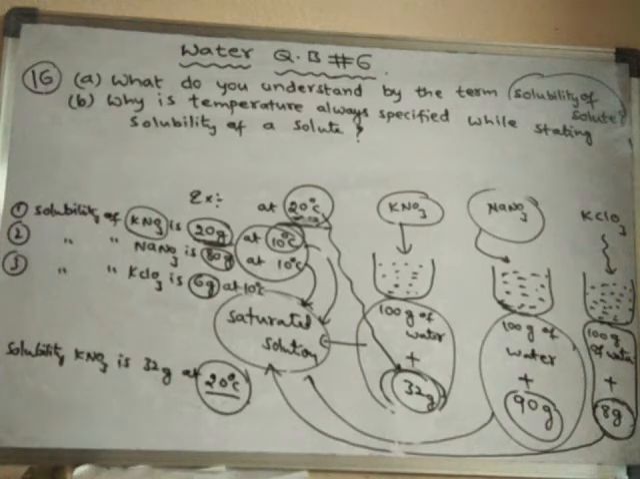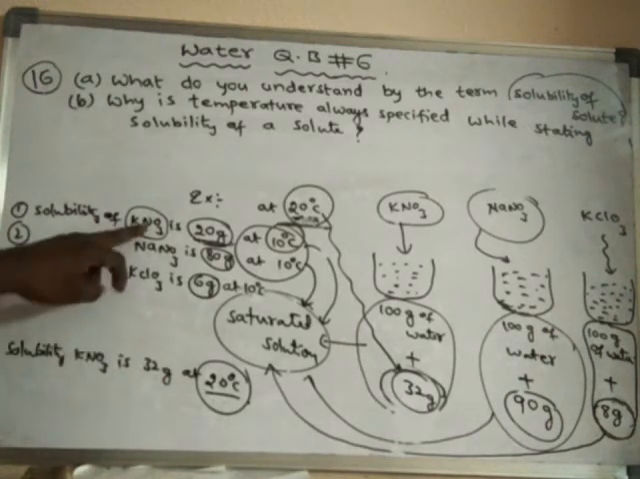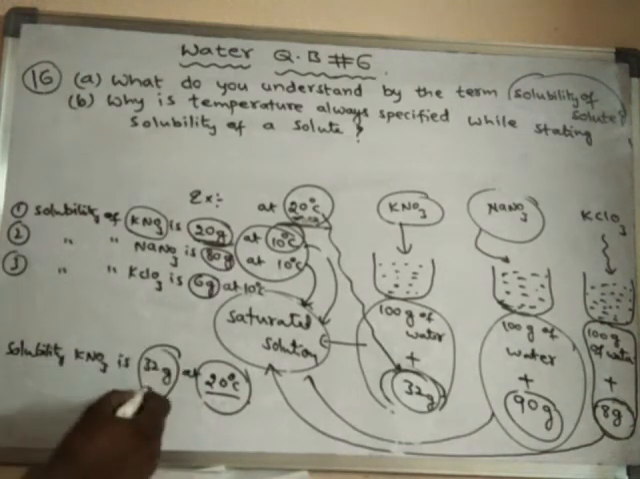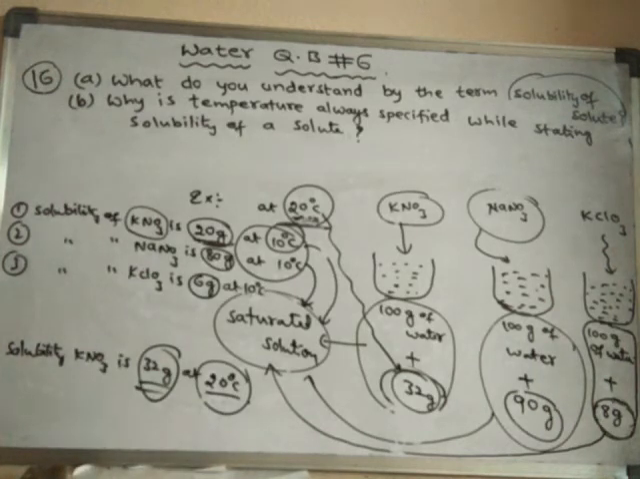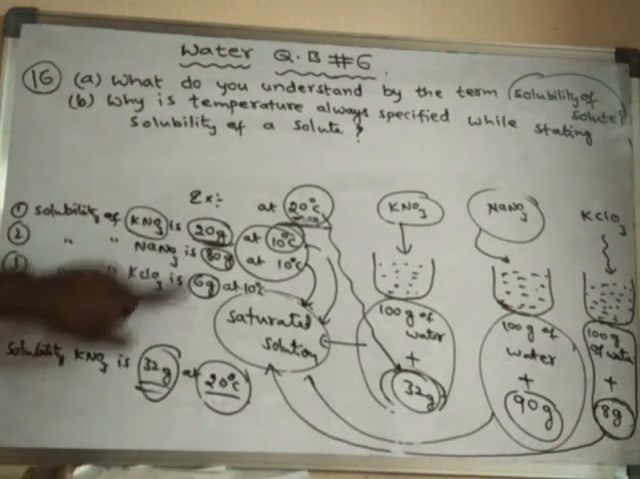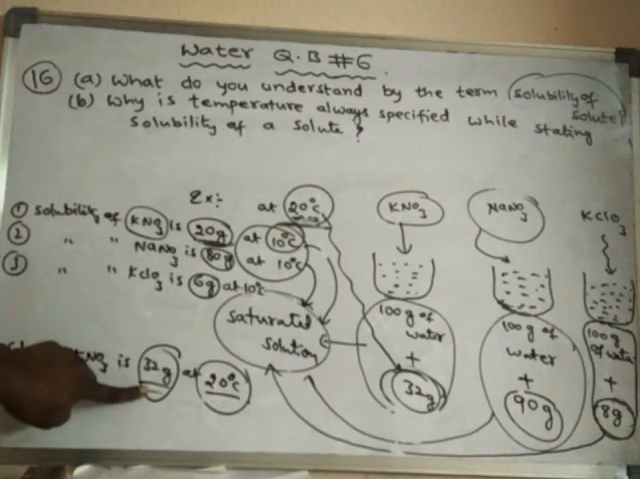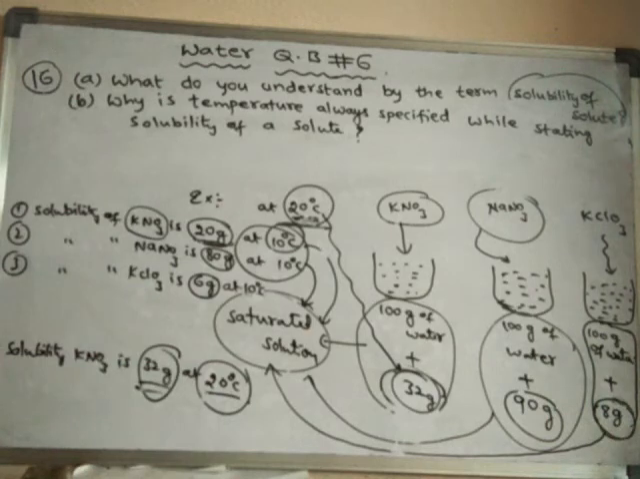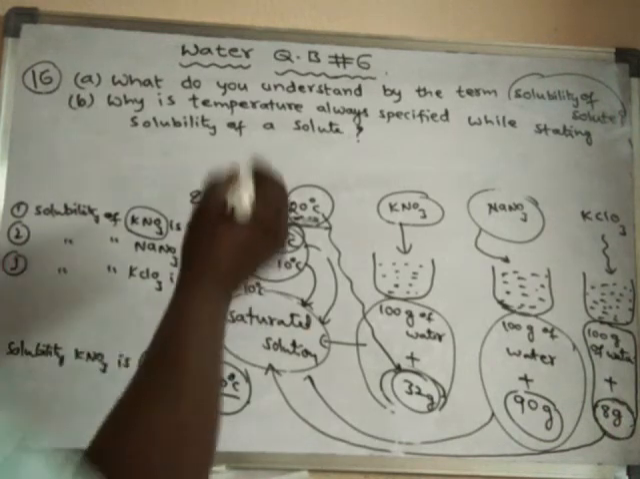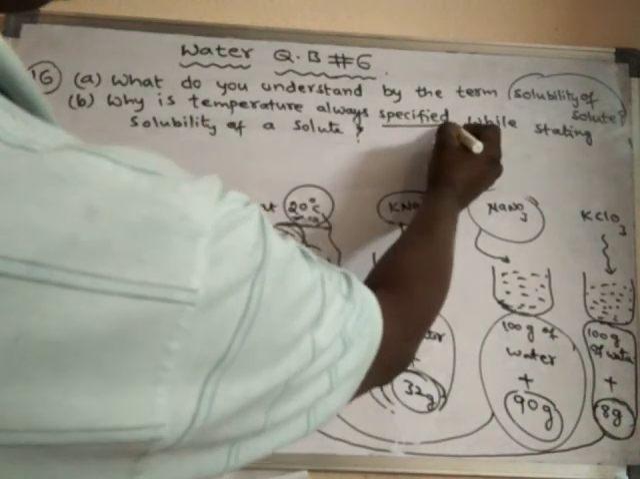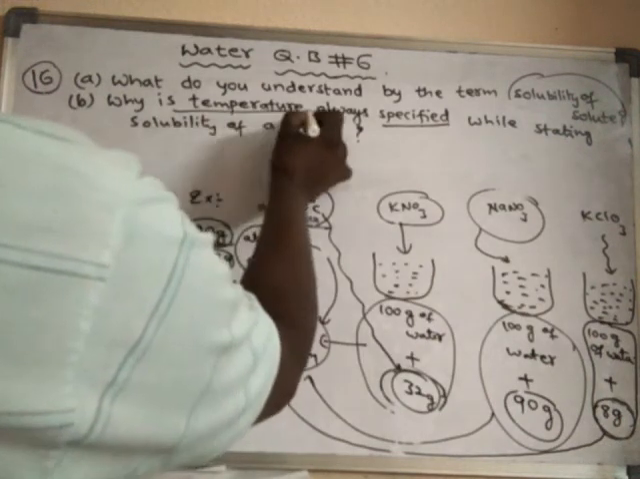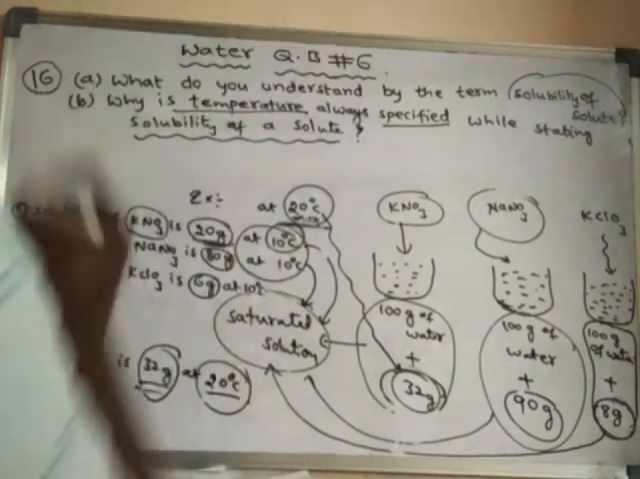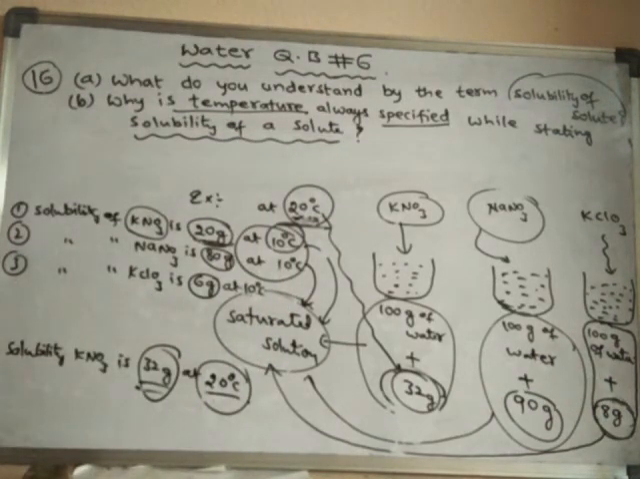The solubility of a given solute, see here, the solubility. So this is what solubility. Solubility is nothing but the amount of substance. Okay. The solubility of a given solute, it changes with the change in temperature. Hence, that is why we have to specify the temperature. We have to specify the temperature while we are stating the solubility of a solute. So compulsory we have to.